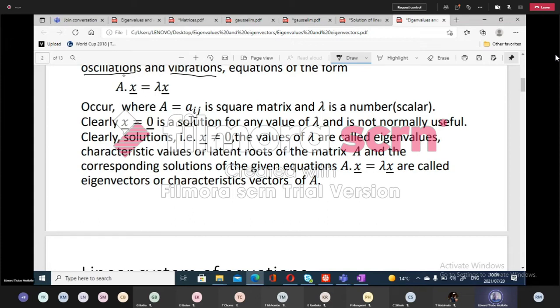Clearly, when we solve this system, we know that X equal to a 0 vector will be a solution to this system, but we are not interested in that. It's not useful to us. It's a solution for any value of lambda, and it's not normally useful. Clearly, we want a solution where vector X is not equal to 0. That's what we're interested in.